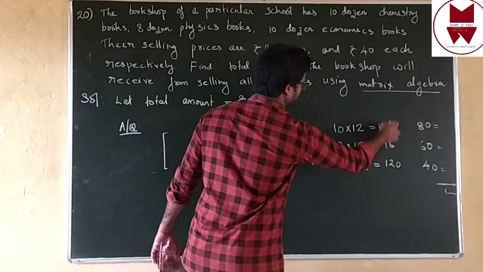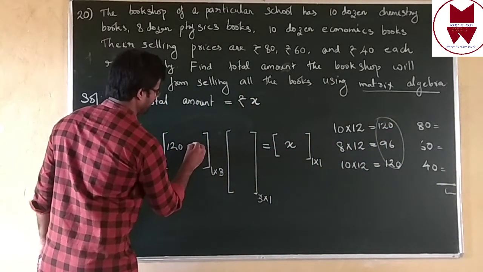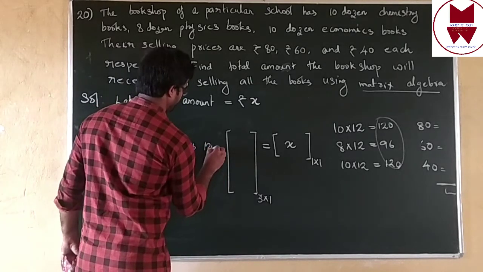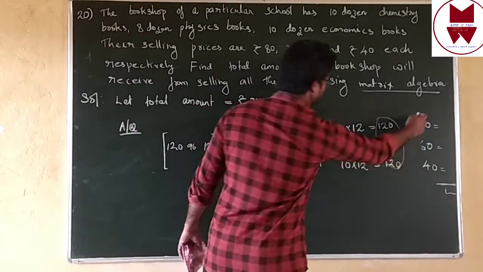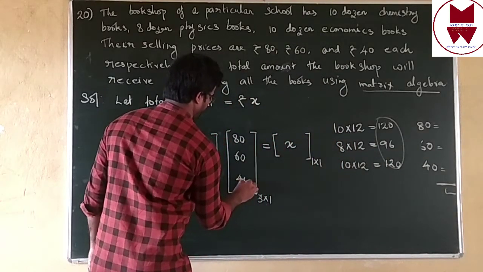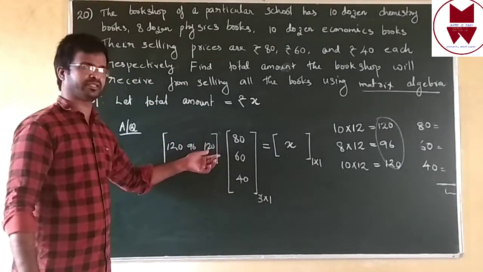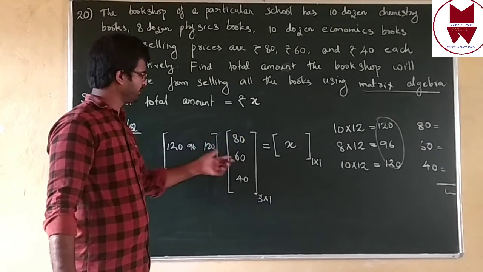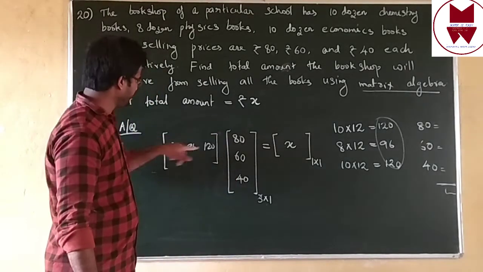In 1 row, we can write these values: 120, then 96, and one more, 120. Okay. 120, 96 and 120. Then next, 80, 60, 40. Then in the second matrix, we can write 120 here, 96 here, 120 downside. That is not a matter, we'll get the same answer. But here 80, here 120.